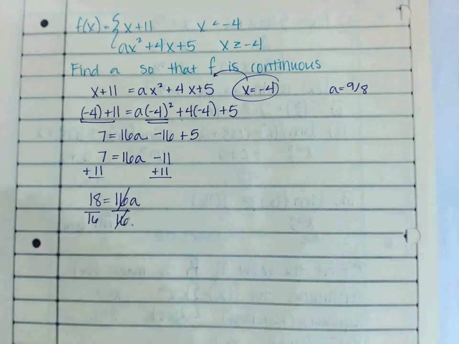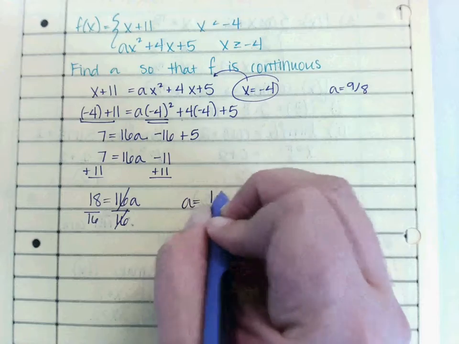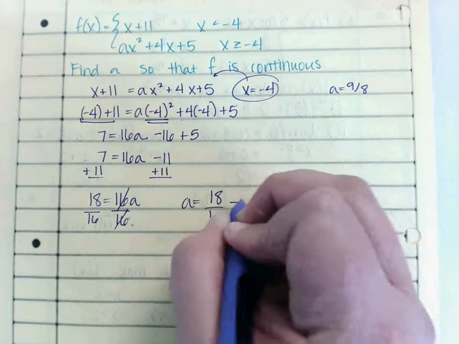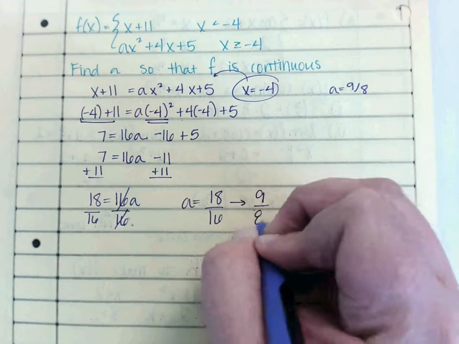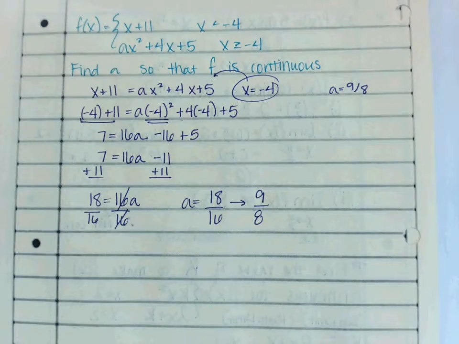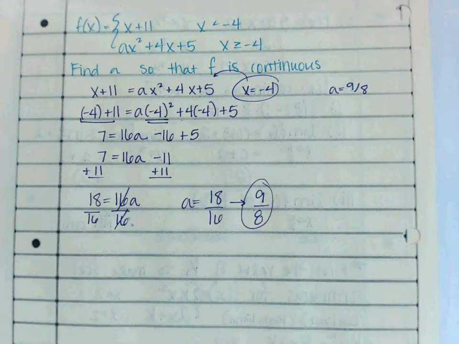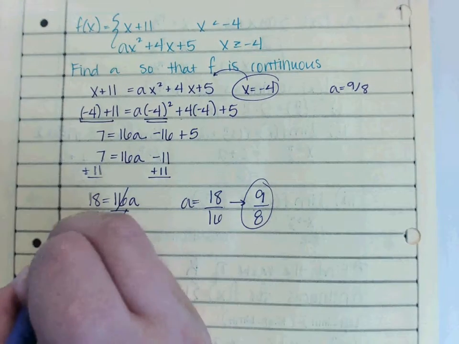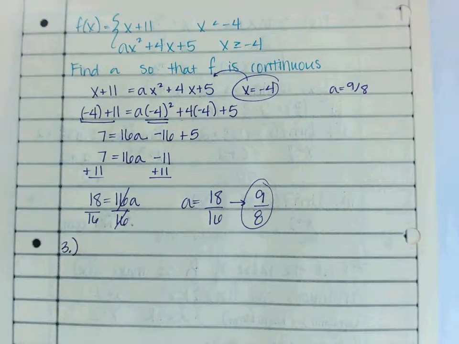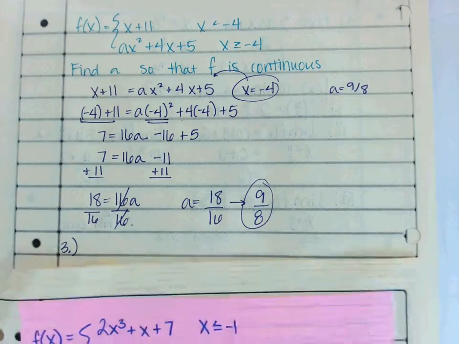Okay, and then 18 over 16 can reduce, both divide by 2, 9 over 8. Perfect square, 9. Perfect cube, 8. Good? Okay, one more. The last one, right there.